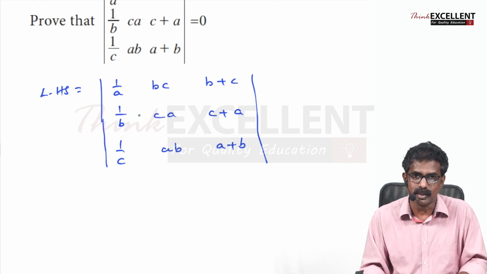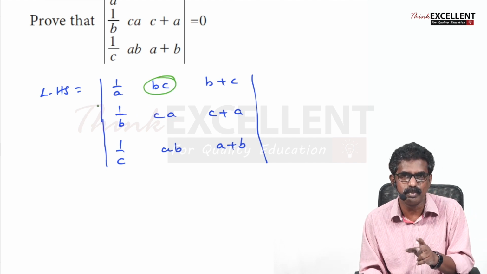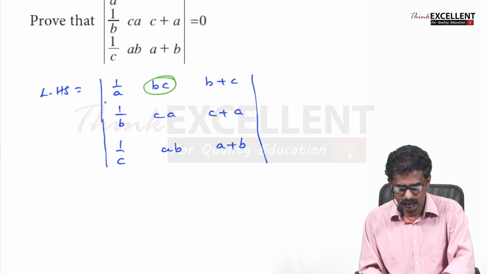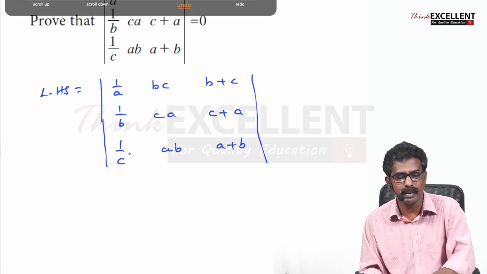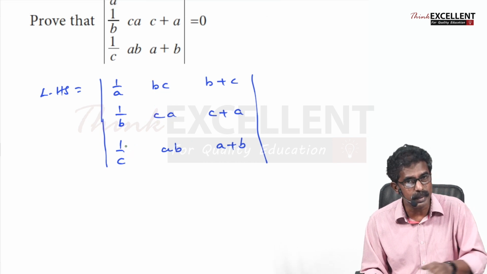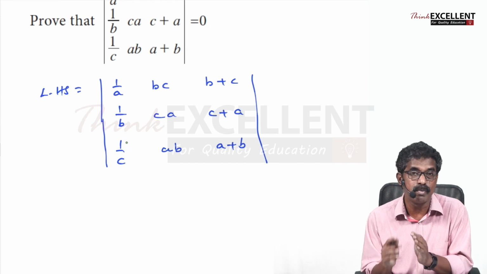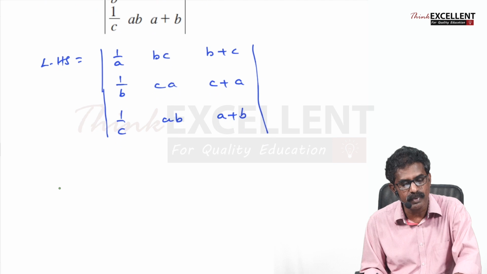Like the previous question, what is missing here? BC we have. So what is missing? A. Here what is missing? B is missing. Here what is missing? C is missing. So like the previous question, you multiply first row by A, second row by B, third row by C. If you multiply, you have to divide also. So now the same step we are going to use here.